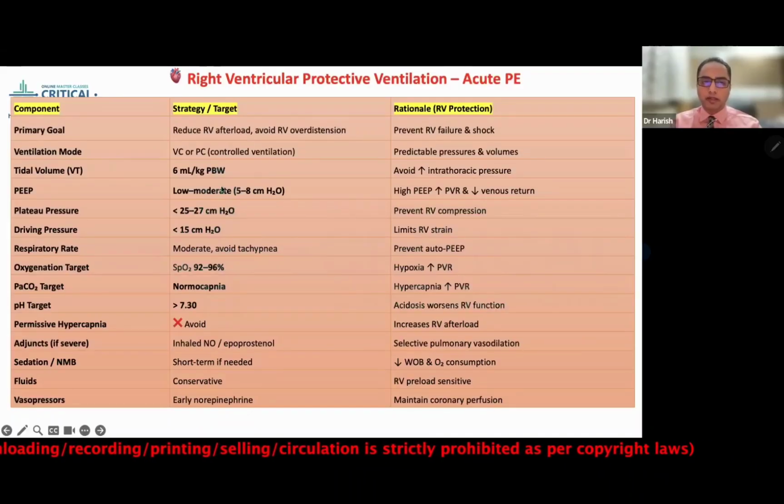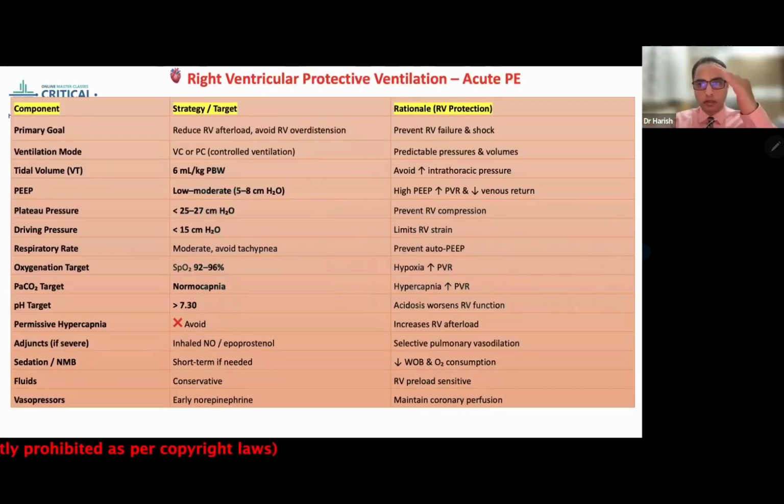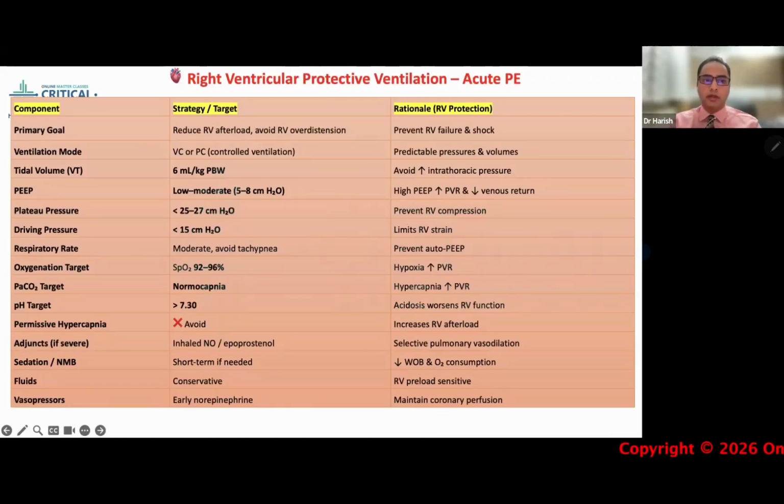Tidal volume maybe 6 ml per kg of ideal body weight. Avoid excessive volume because it increases the intrathoracic pressure and compromises the venous return. PEEP low to moderate, somewhere around 5 to 8. Increase in PEEP increases pulmonary vascular resistance, decreases venous return, and worsens shock. Plateau pressure should be maintained less than 25 to 27, so that it helps in preventing RV compression. Driving pressure should be less than 15, so it helps in limiting RV strain.